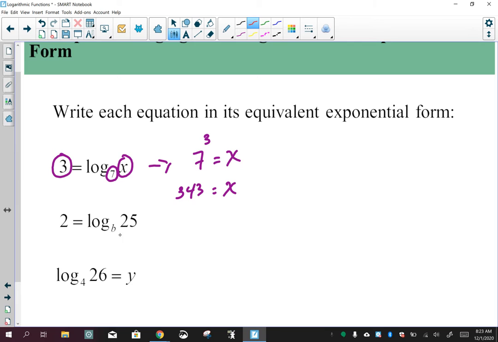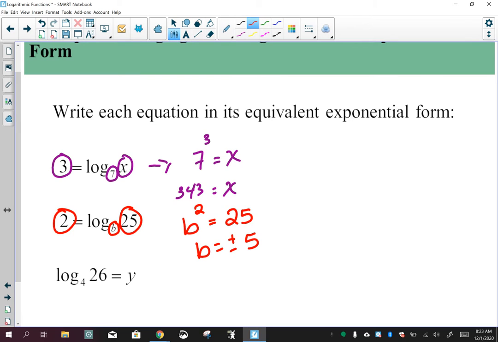So again, let's try it with this one. This is my base, that is my exponent, and this is what we're equaling. So I have a base raised to the power of 2 is equal to 25. And so again, if I wanted to solve this, to get the b by itself, I'm going to take the square root of both sides. And when I do that, I get plus or minus 5.